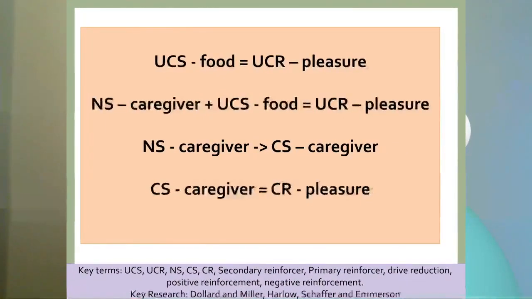So the unconditioned stimulus is food, the unconditioned response is pleasure. The neutral stimulus is the caregiver, which is paired with the food and therefore gives pleasure. The neutral stimulus, which is the caregiver, becomes the conditioned stimulus, and the conditioned stimulus, which is the caregiver, gives the conditioned response, which is pleasure.